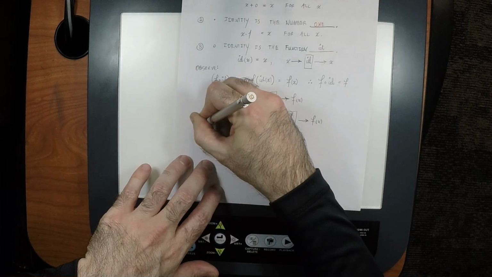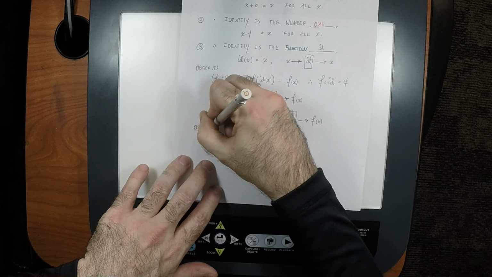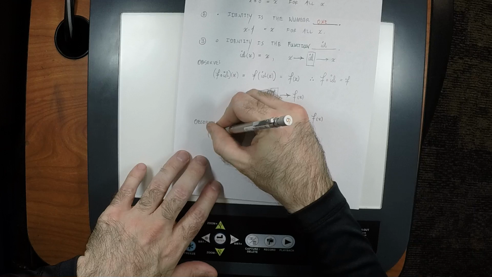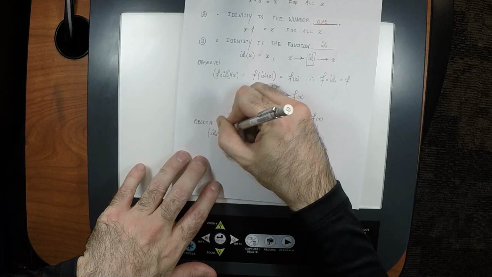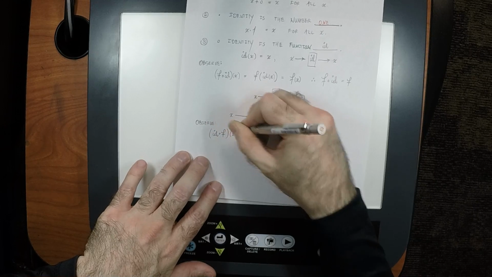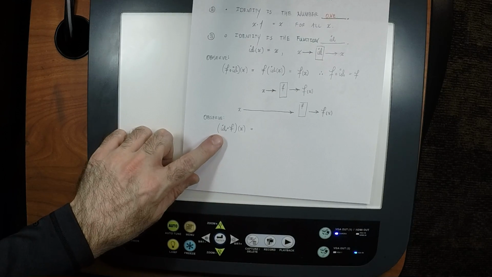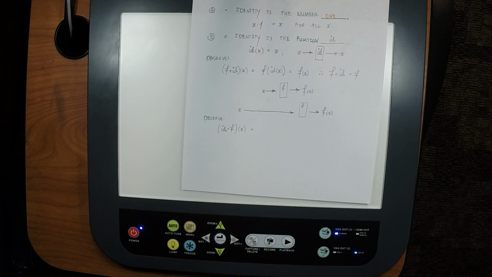Observe. What if we do it in the other order? What if we say, what is ID composed with f evaluated at x? So how do we write it without the composition?